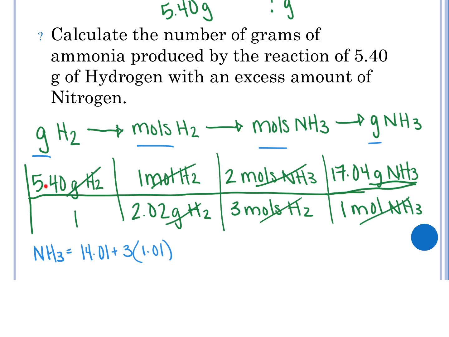To calculate, multiply the whole top row and get an answer. So 5.40 times 2 times 17.04. You can even write it down. Multiply the top row, get your answer, write it down. Then multiply the bottom row, get your answer, write it down, and then you'll divide them.